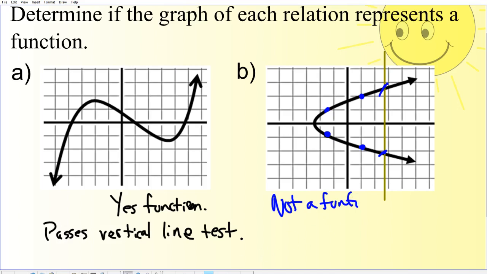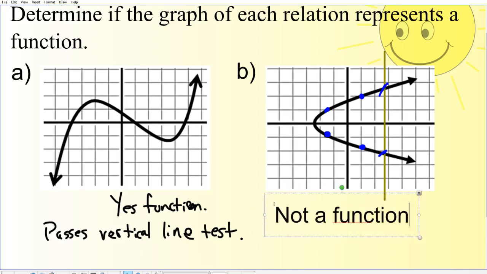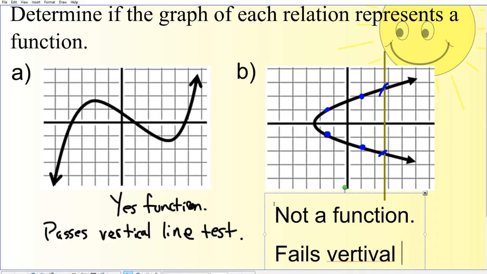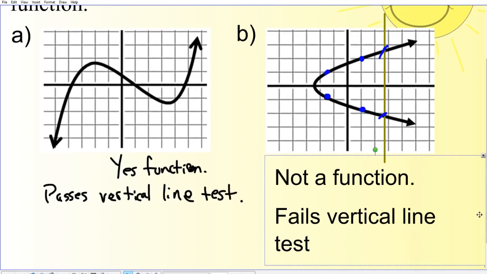Whoa. You know what? Let's try this another way. Since my handwriting is terrible tonight, not a function. Because it fails a vertical line test. Apparently I can't type either. Okay? So it's not a function. It fails the vertical line test, because my vertical line touches the relation at more than one place at the same time. That is not allowed.